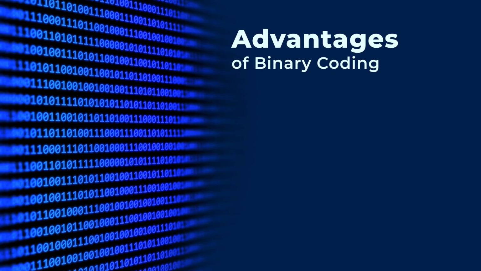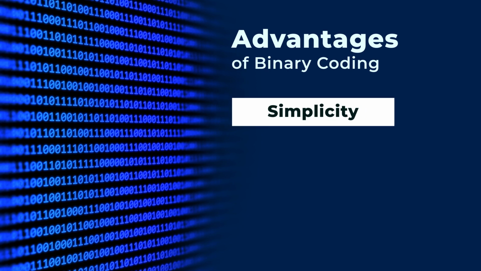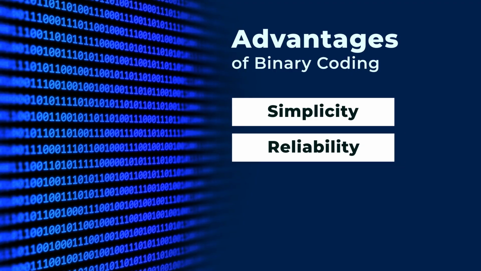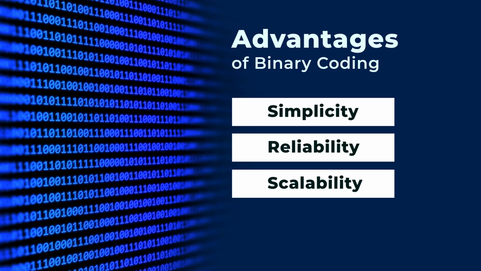Advantages of binary coding. Simplicity. Binary coding is straightforward and easy to implement in electronic circuits. Reliable. Digital systems are less susceptible to noise and interference compared to analog systems. Scalability. Binary coding supports various data types and can be scaled to represent complex information.